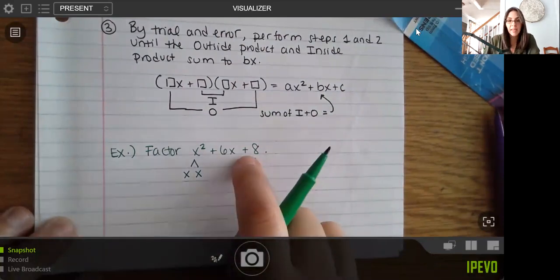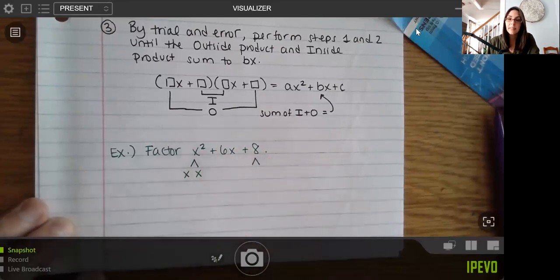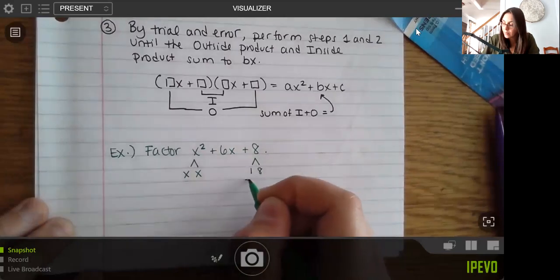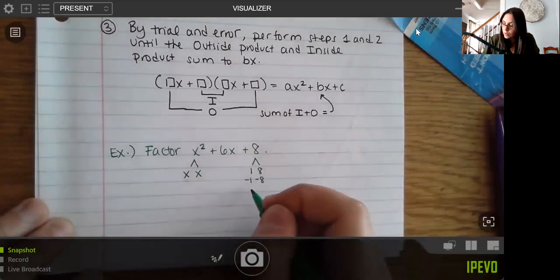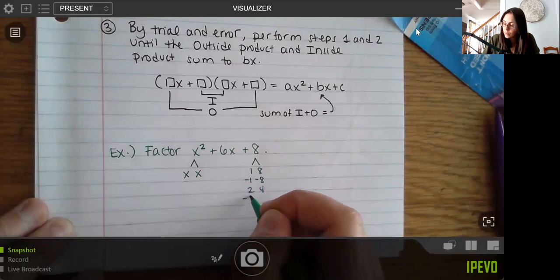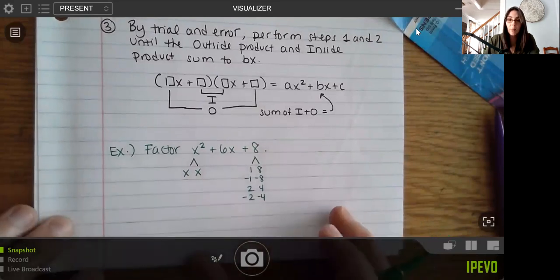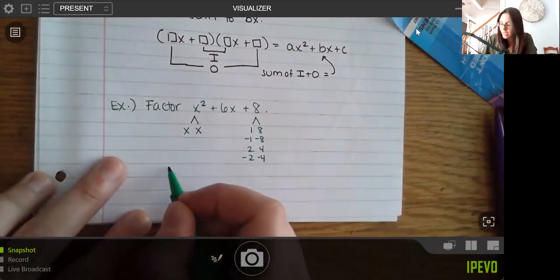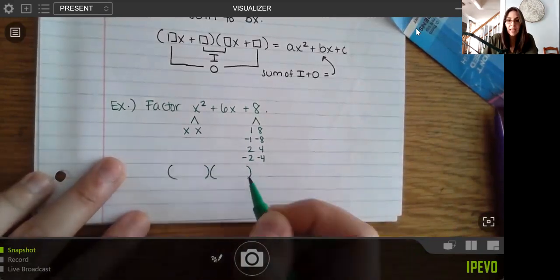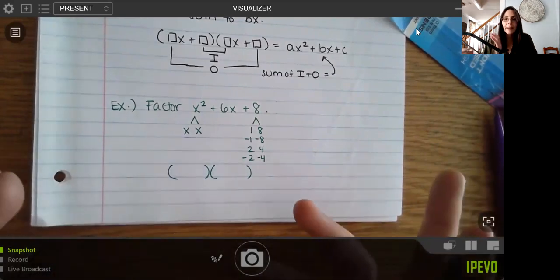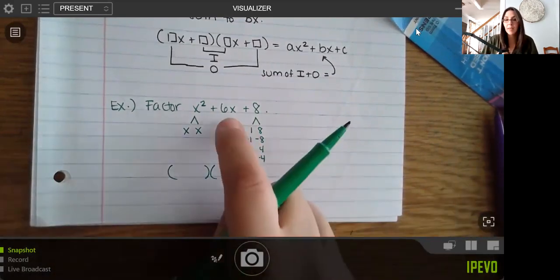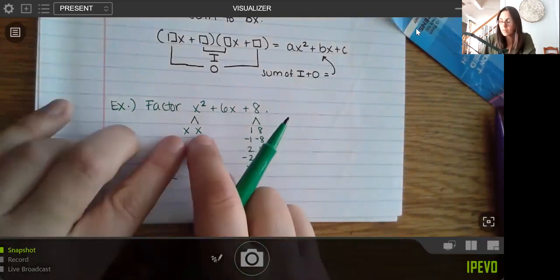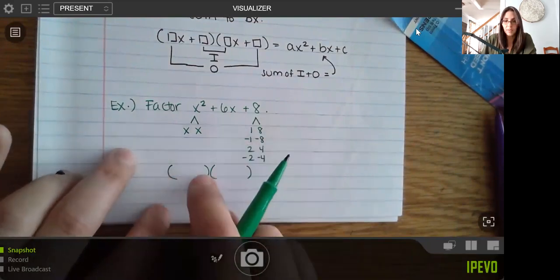This is a positive 8. So what two numbers could I multiply to get positive 8? I could do 1 times 8, or I could do -1 times -8. I could do 2 times 4, or I could do -2 times -4, right? All of those combinations would give me 8. And what I do now is I set up my two parentheses and I plug in my factors and play around until I find the right combination that would give me a 6 when I multiply it out. So the first part goes in the first set and the other part goes in the other set.